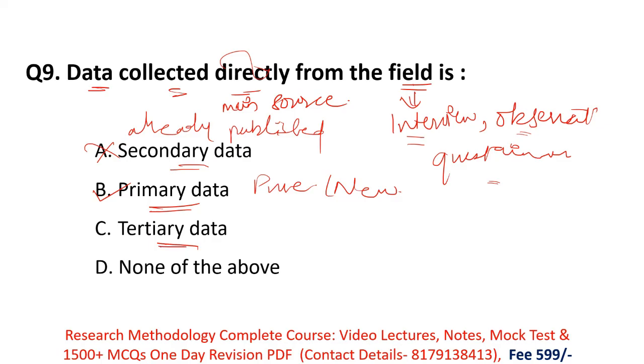And option C is tertiary data. Tertiary data means what? A mixture of both primary and secondary data. It is known as tertiary. So here option C is obviously incorrect. So for this question, option B here is the right answer, primary data.